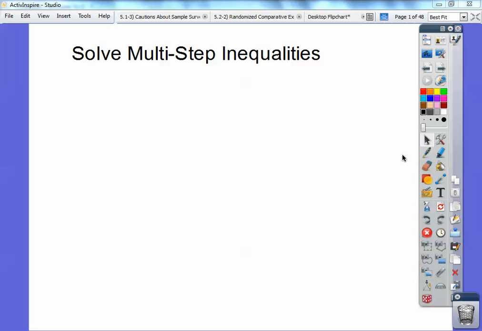This video is going to be just solving multi-step inequalities. I'm going kind of fast through these just so they don't seem long. So if you need to slow down, just hit the pause button, you guys. I tell my students to hit the pause so they can write down the notes that they need to take care of. Okay, so let's begin.